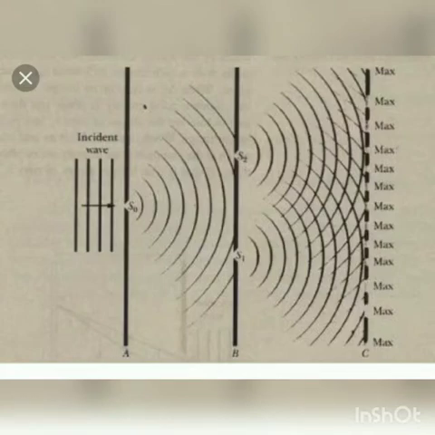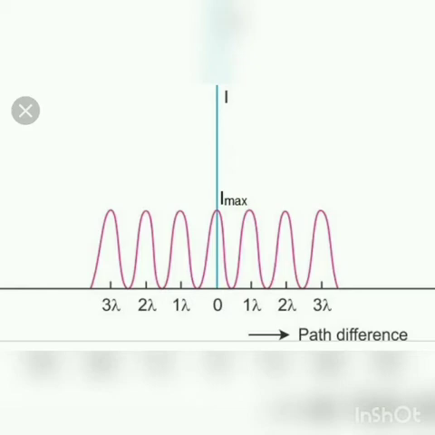Dear students, in the last class we had studied about Young's double slit experiment. That is, when two coherent sources coming through two slits fall on a screen, you get alternate dark and bright bands. And the intensity for the dark bands is 0, and for the bright bands all of them are having equal intensity. Bright bands we get when the path difference is n lambda, and dark bands when the path difference is (n plus half) lambda.